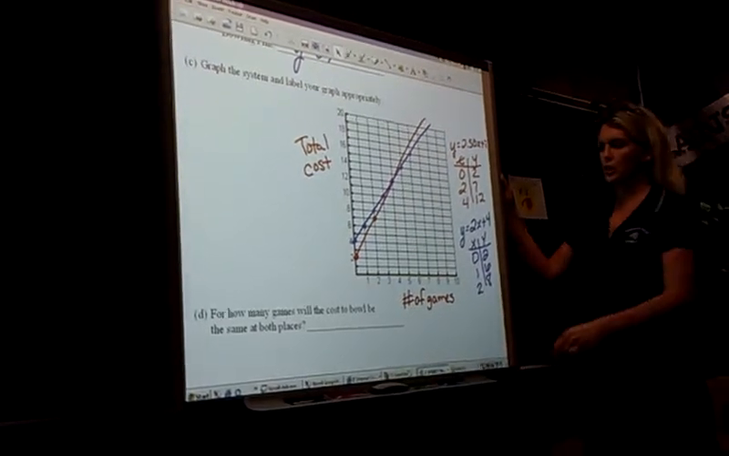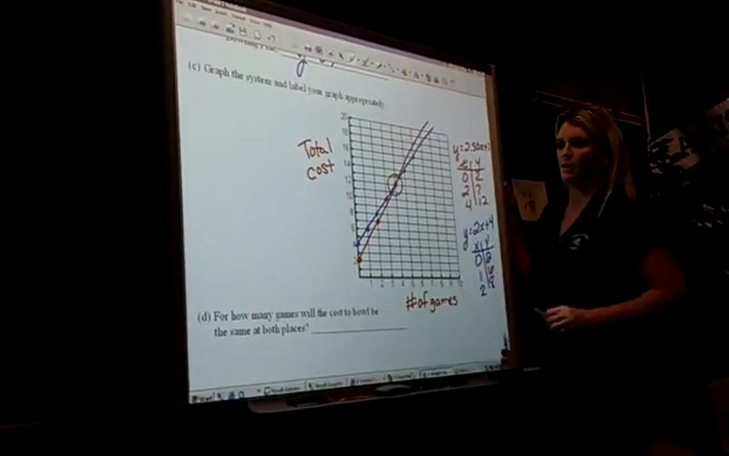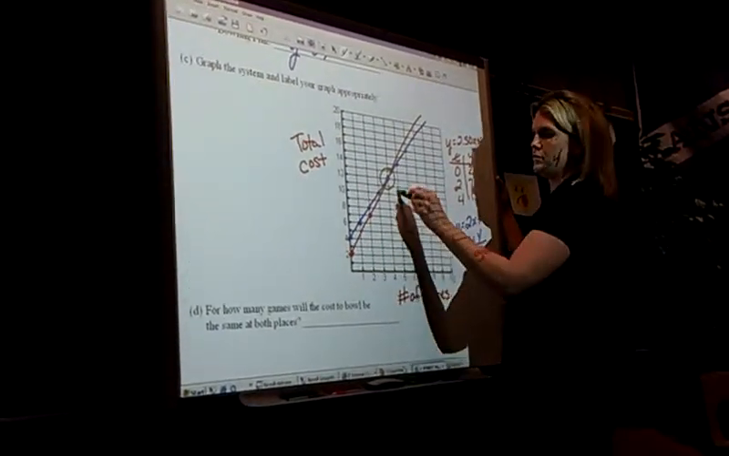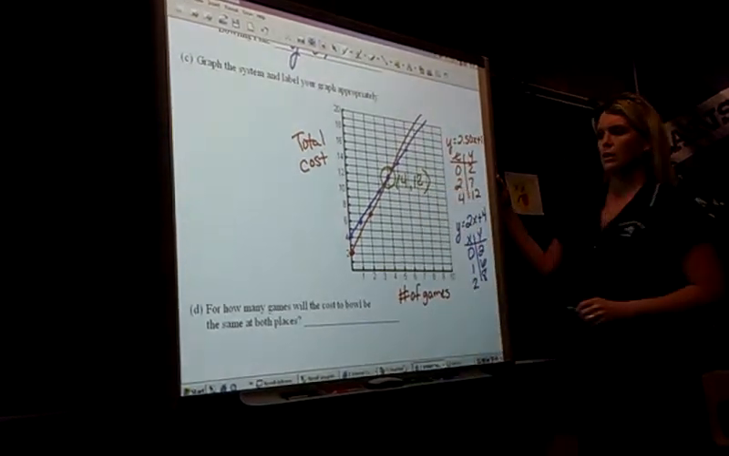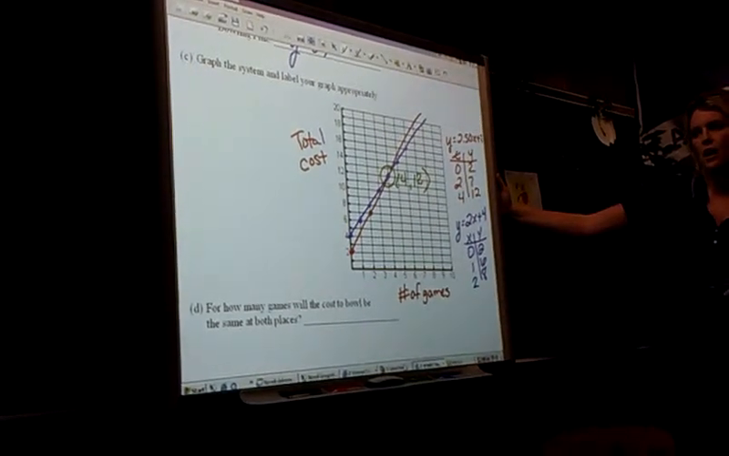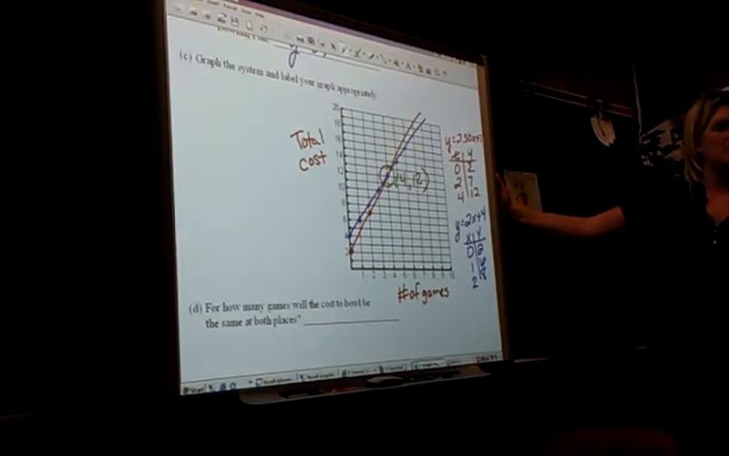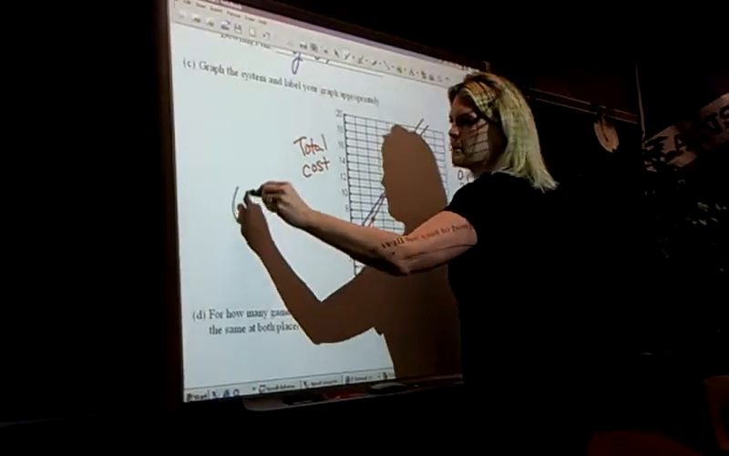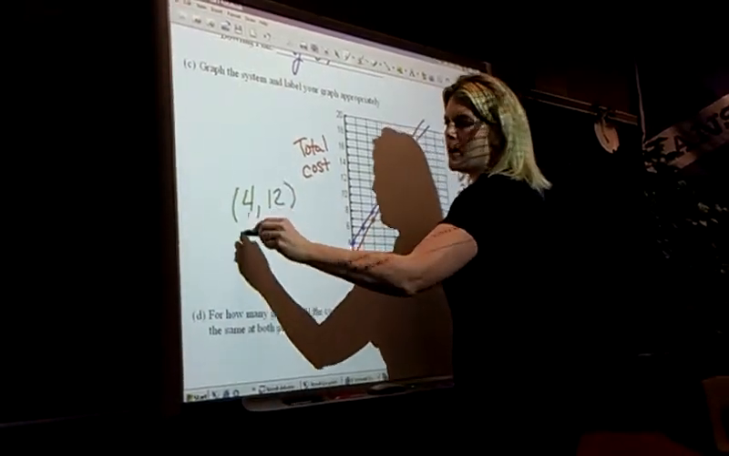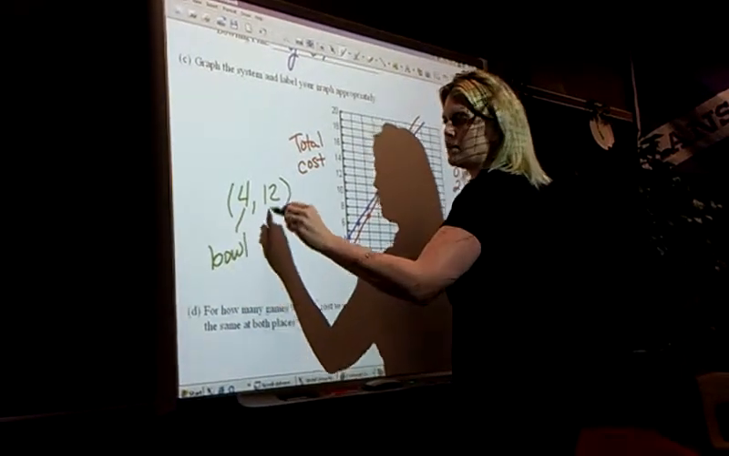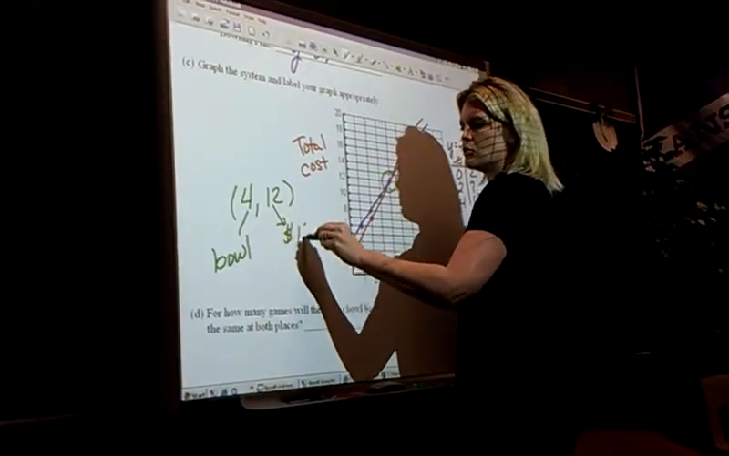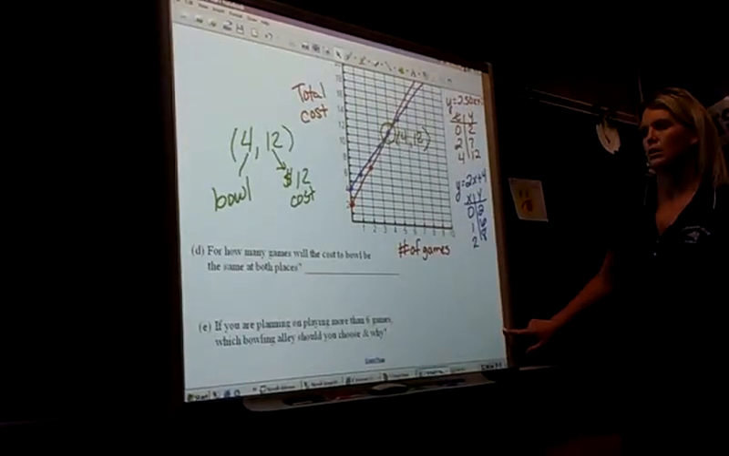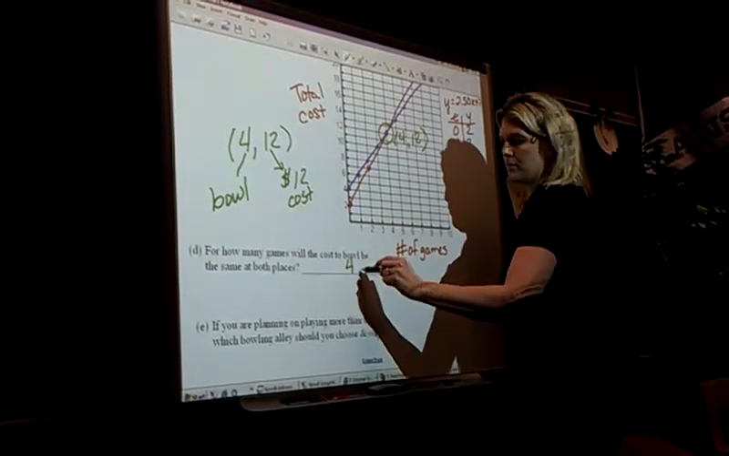Now our solution is where the two lines intersect. That point right there is 4, 12. Letter D says, for how many games will the cost to bowl be the same at both places? This is when it's the same. Right here it's saying, if I bowl 4 games, it's going to cost $12. It doesn't matter which bowling alley I go to. So it's going to be 4 games.